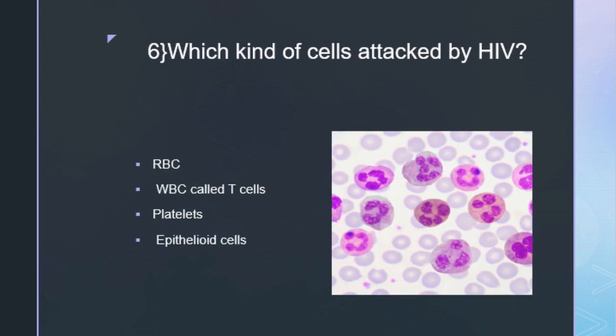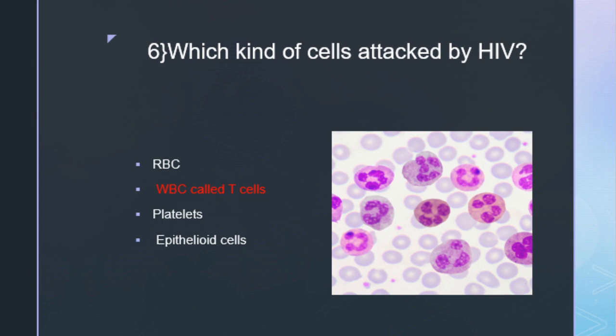Next question is, which kind of cells are attacked by HIV? Just now I said that HIV devastates the immune system. So what is the immune system made of? Of course the fighters of our body, that is WBCs and T cells. The rest, RBCs provide us the oxygen. Platelets play a very important role in the coagulation system, and epithelial tissue maintains the normal epithelium. So the correct answer will be the second one, that is WBC, also called T cells.